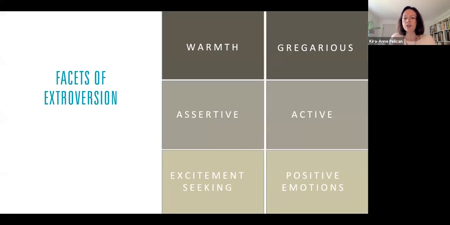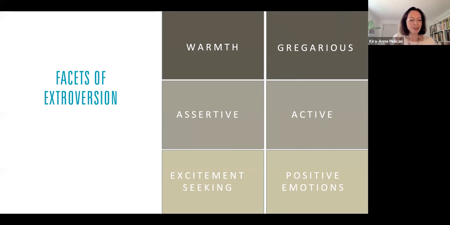Looking further into that, these are the facets associated with extroversion. Extroverts are typically warm, gregarious, assertive, active. They tend to love excitement and they have more positive or upbeat emotions.